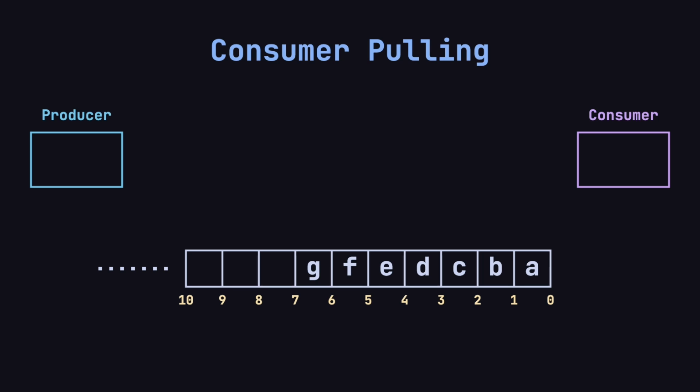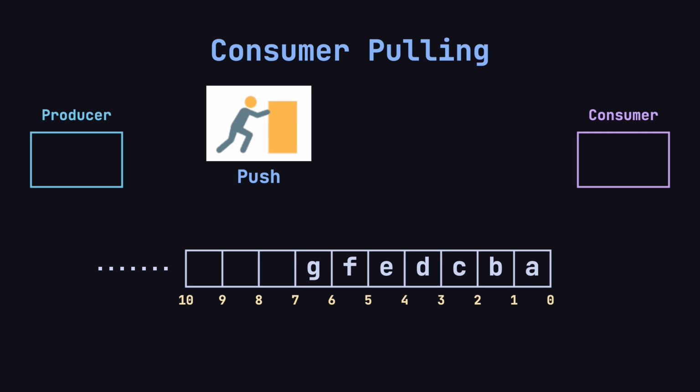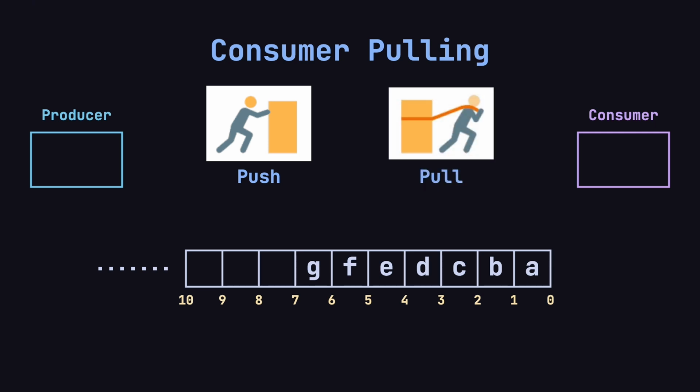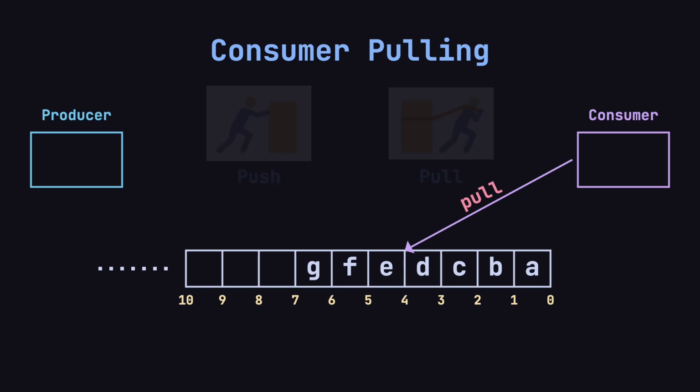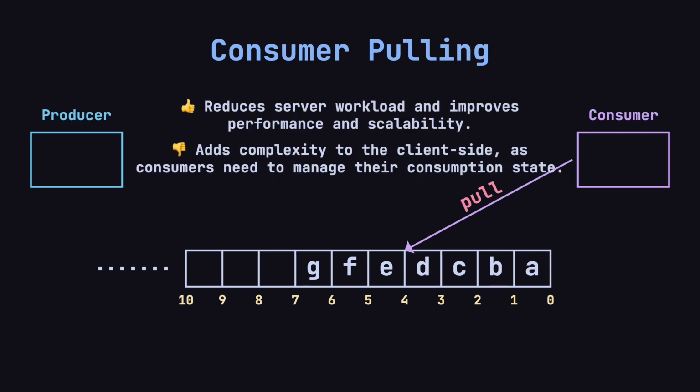There are typically two consumption models for message queues, push and pull. In a push model, the server pushes messages to the consumer. In a pull model, the consumer actively requests messages from the server. Kafka uses the pull model, where consumers pull messages from the server. This reduces the server's workload and improves performance and scalability. But it also adds some complexity to the client side, since consumers need to manage their consumption state.